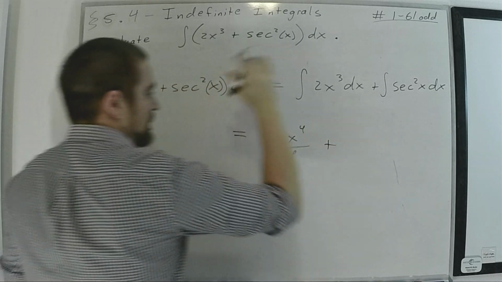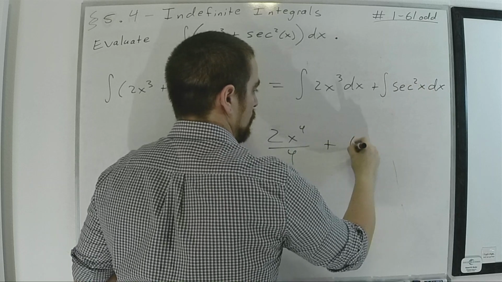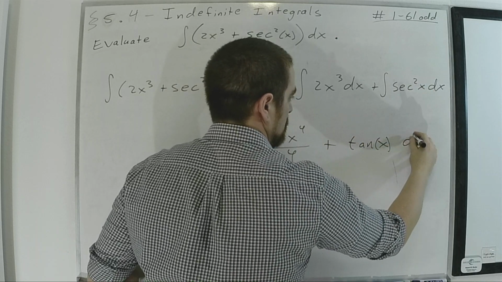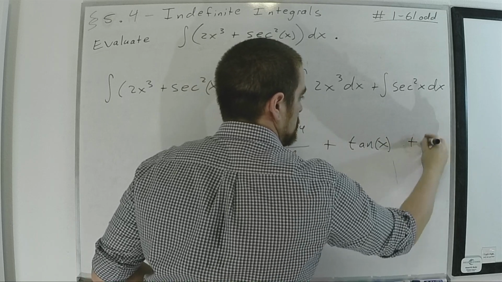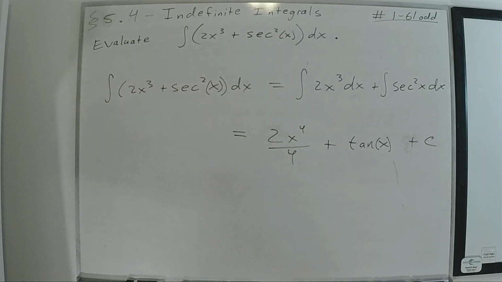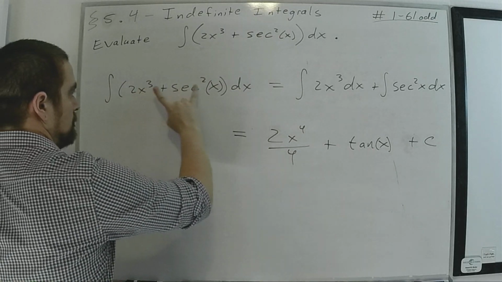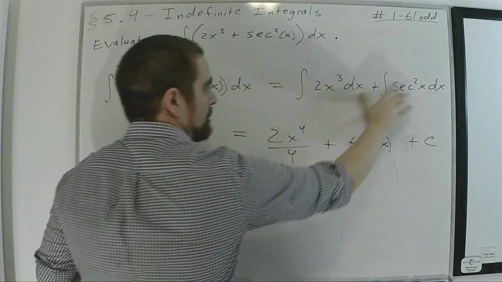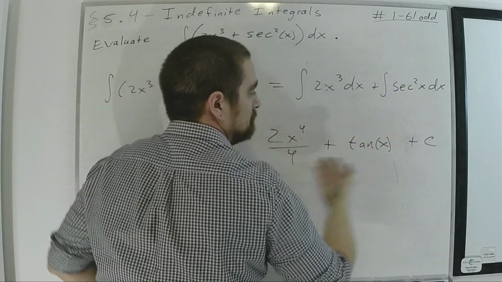Plus, then I integrate secant squared. The general antiderivative of secant squared is tangent of x. So the only thing I need to do is make sure I get the most general form by adding on that plus c. So again, I do it term by term. There it is.